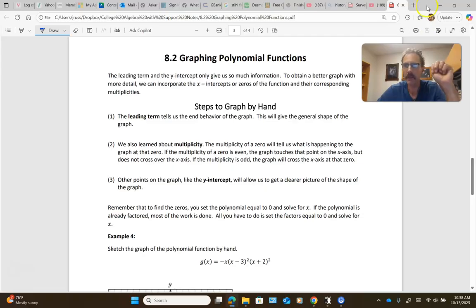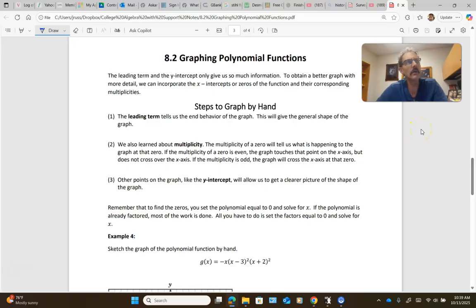Now we've got a lot of practice finding the zeros of quadratic functions. We just set the function equal to 0 and we try to solve it for x. And depending on the type of function, there's various ways we go about doing that.